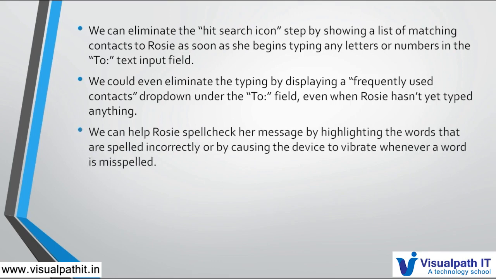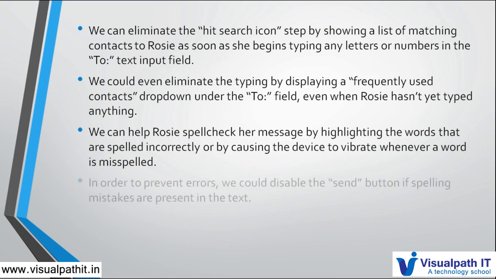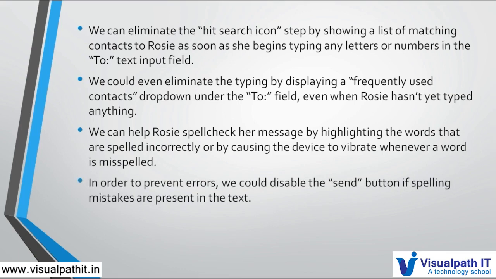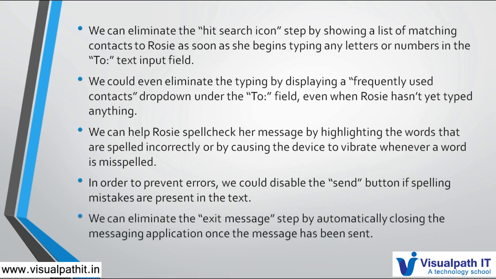We can help Rosie spell check her message by highlighting the words that are spelled incorrectly or by causing the device to vibrate whenever a word is misspelled. In order to prevent errors, we should not display the send button if spelling mistakes are present in the text. We can eliminate the exit message step by automatically closing the messaging application once the message has been sent.